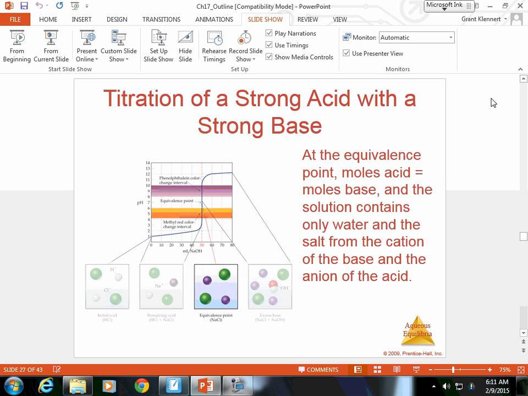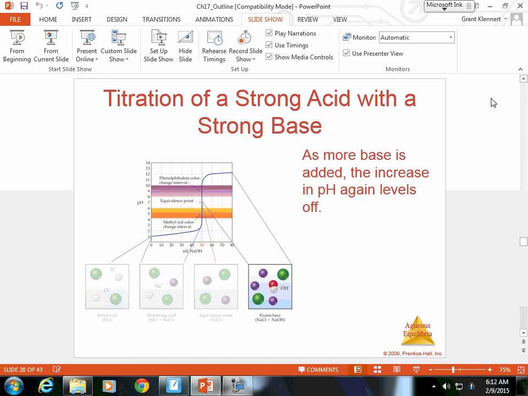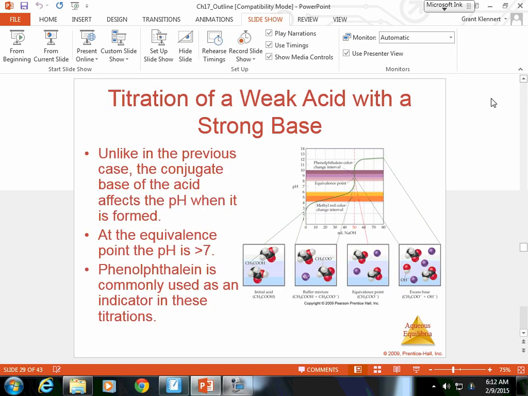So if we look at the chart, we reach our equivalence point. Our equivalence point is when our moles of acid equal our moles of base, and the solution contains only water and salt. Remember, anytime you mix an acid and a base in a perfect ratio, your two products are water and salt, and your pH will be 7. So at your equivalence point, your pH is 7. As more base is added, your pH level will increase and then gently level off. So that's a strong acid, strong base, which is most of the titration problems that we did last year.